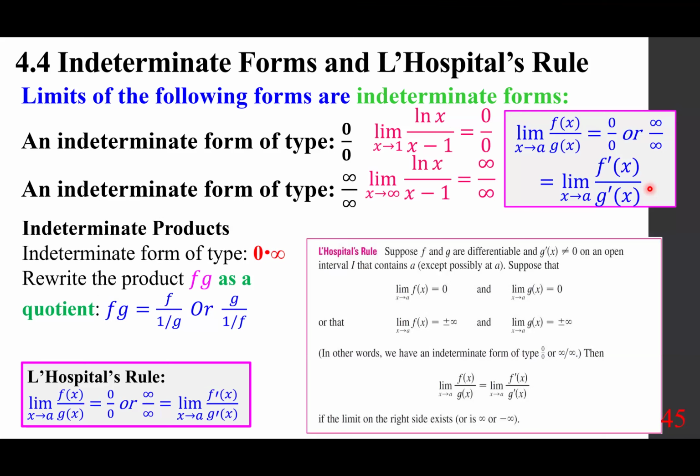Indeterminate products, indeterminate form of type 0 times infinity. Rewrite the product fg as f over 1 over g, or g over 1 over f, and make it look like 0 over 0 or infinity over infinity, and work on it. That's all there is to it.